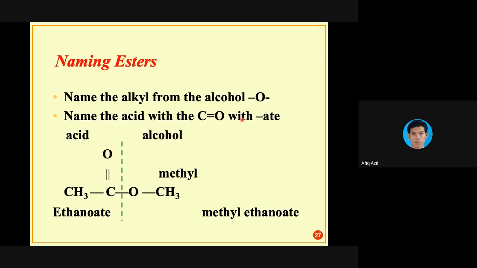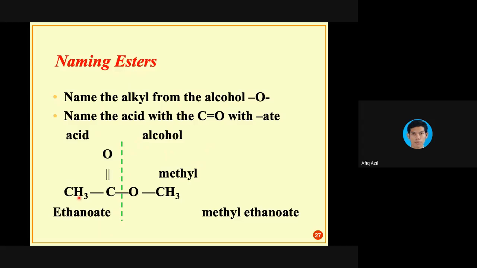So how do we name these esters? It is named in two parts. First you name the alkyl from the alcohol, and then you name the acid with the C double bond O with -oate.